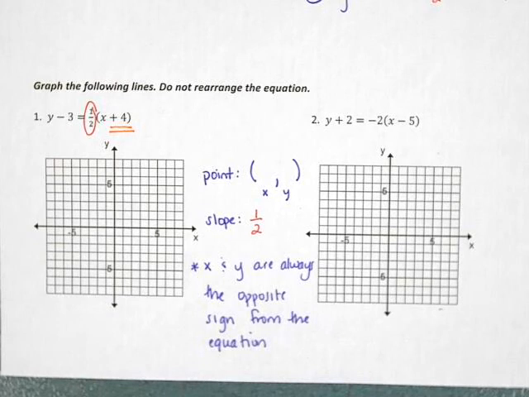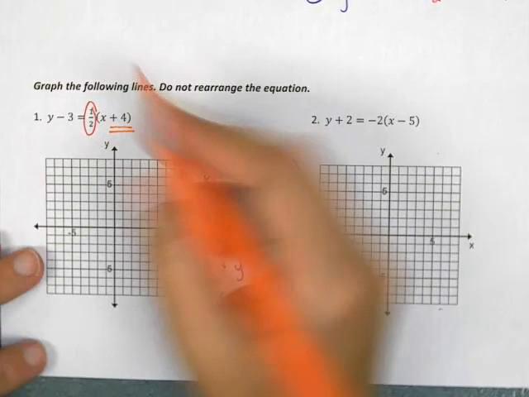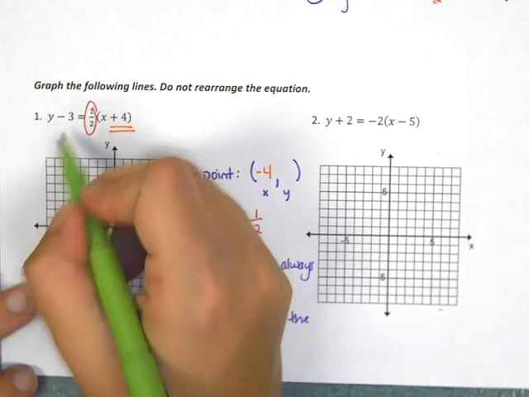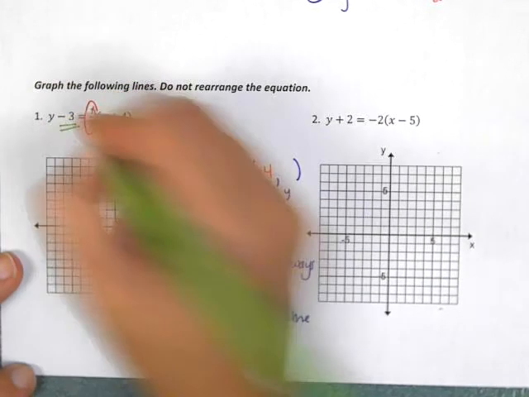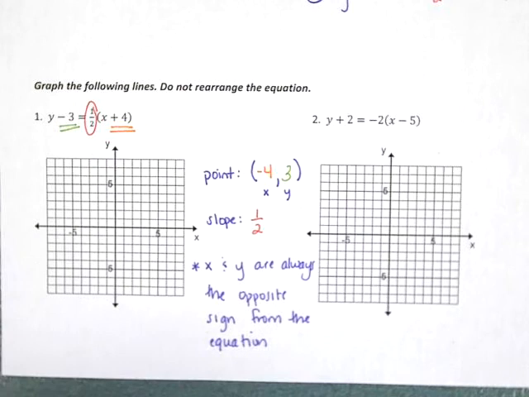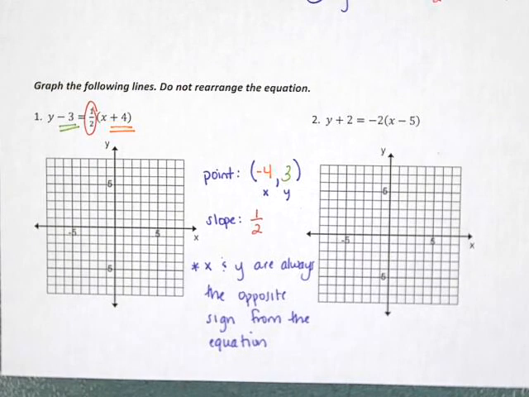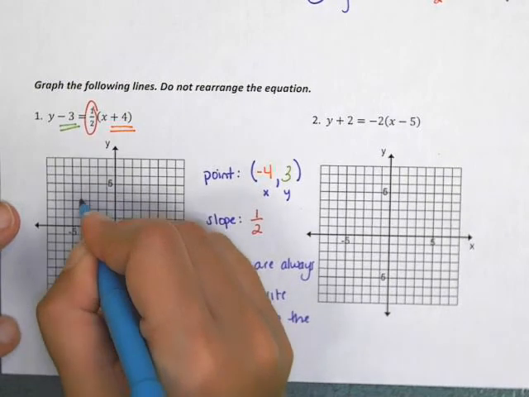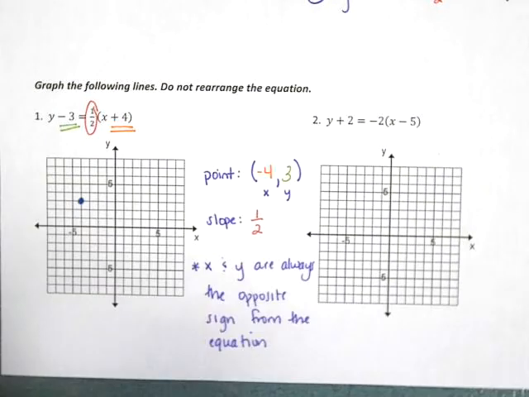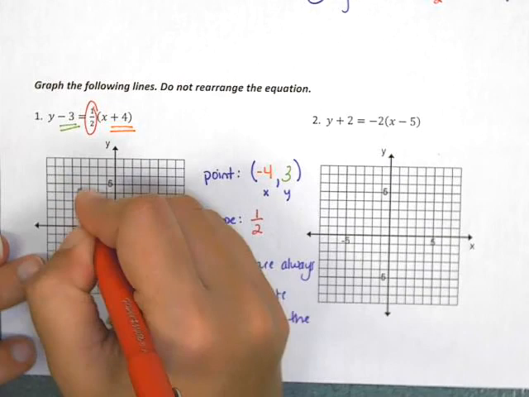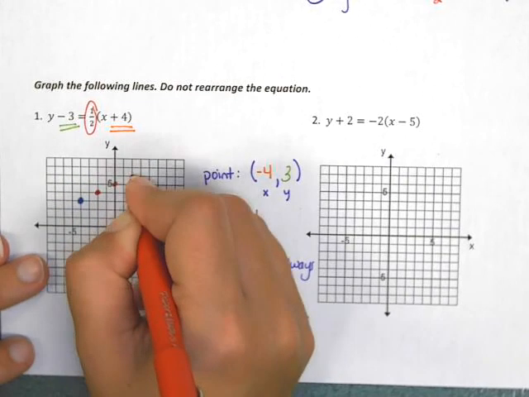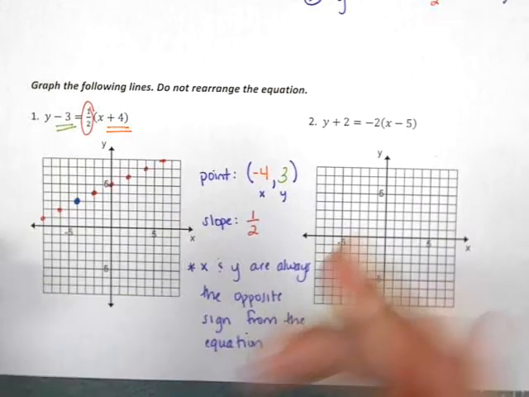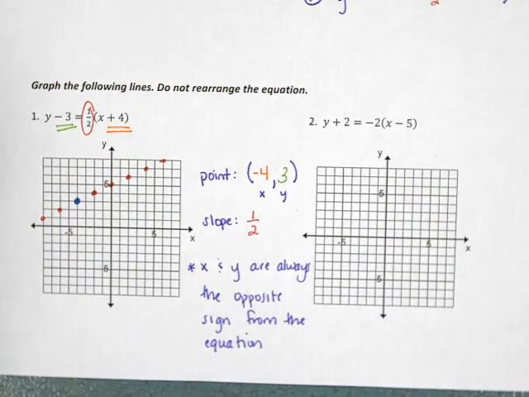So here's what that means. If it looks like this is a positive 4, it was actually a negative 4 to start with. If it looks like this is a negative 3 by the y, it was actually a positive 3 to start with. Now I'm going to graph my point. So I'm going to go left 4, up 3, put a starting point there. And then from there, I'm going to go up 1 over 2, up 1 over 2, up 1 over 2, down 1 left 2, down 1 left 2. And I'm going to draw my line.